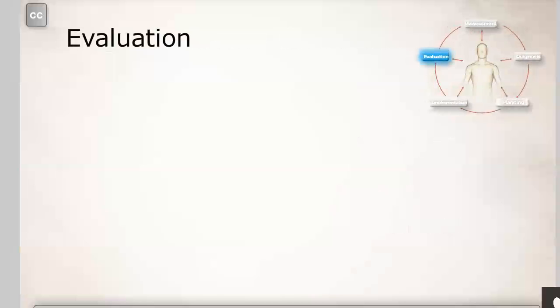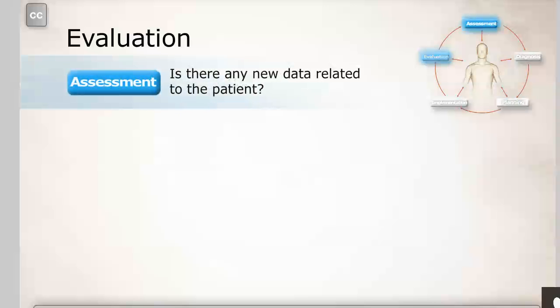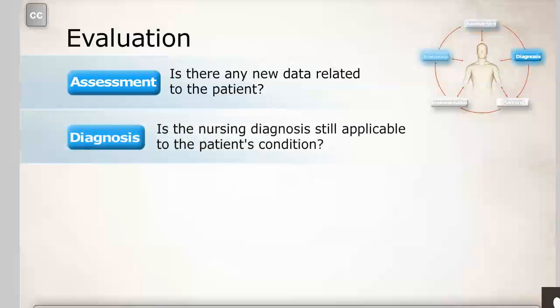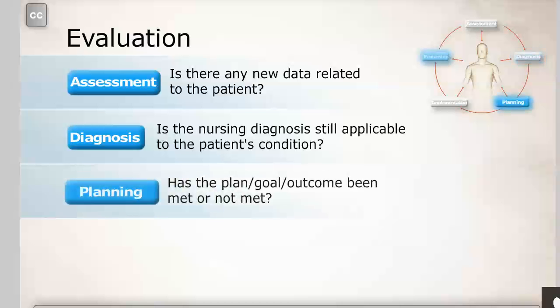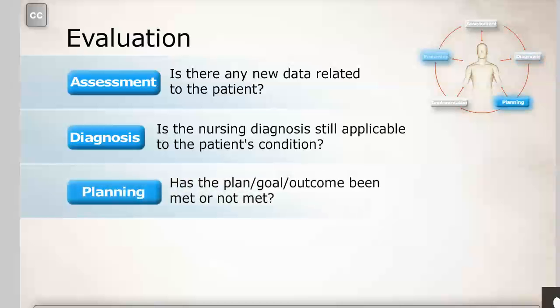During the evaluation step, you look at or evaluate all the previous steps of the nursing process. Assess the patient again. Is data the same, or is there more or different information to consider? Look at the nursing diagnosis. Does it still apply to the patient's condition? Review the plan, goals, and outcomes. Have they been met or not met?